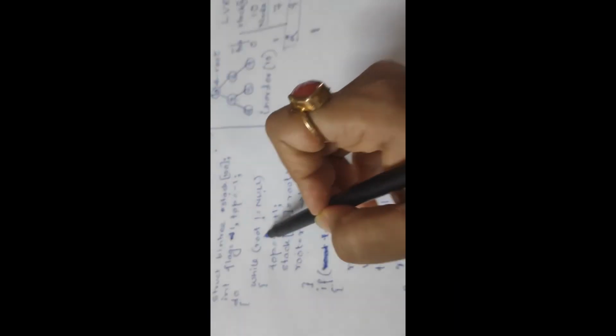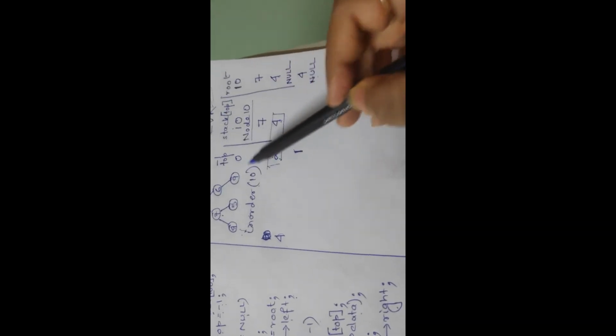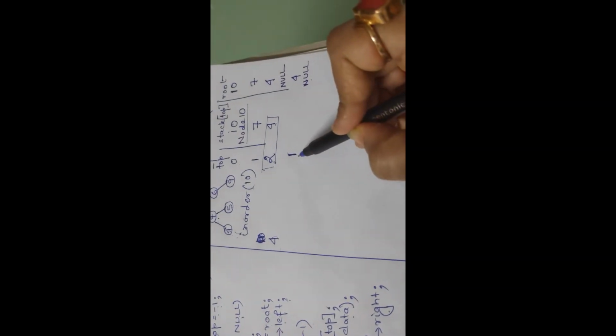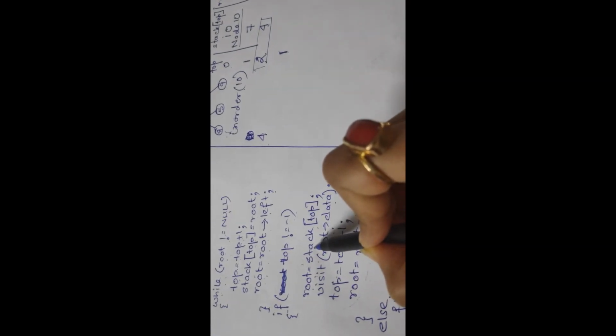While root not equals to null. Now if you look at the current value of root over here, the current value of root is null. So therefore this condition becomes false and we don't enter the while loop. We come to the if condition. If top not equals to minus 1. If we look at our chart, the current value of top is 1. So top not equals to minus 1 is true. We will enter the if condition.